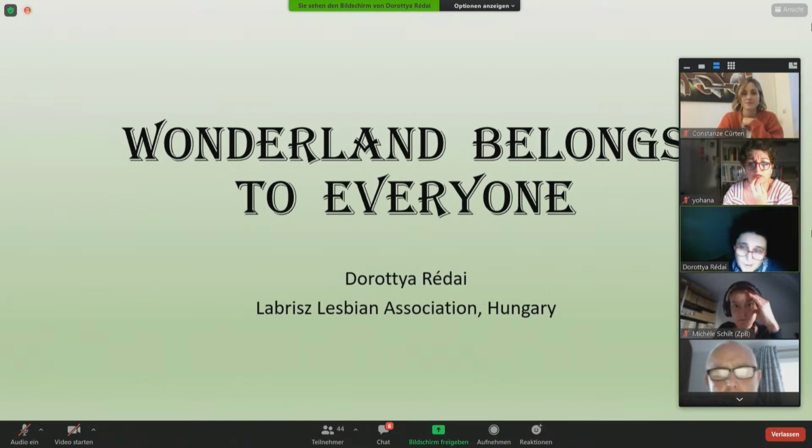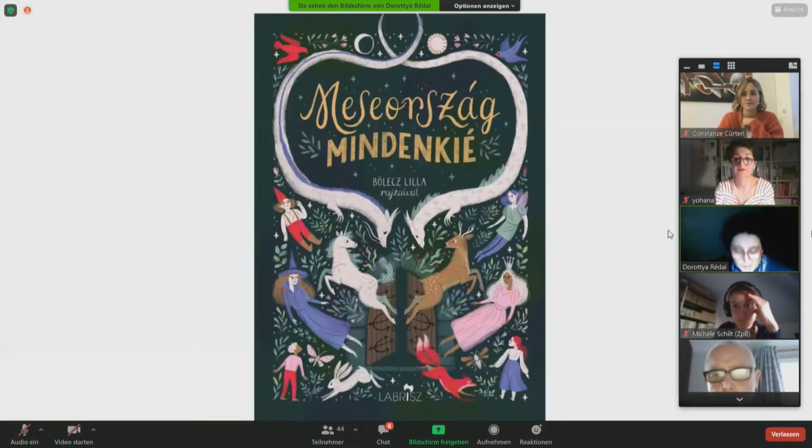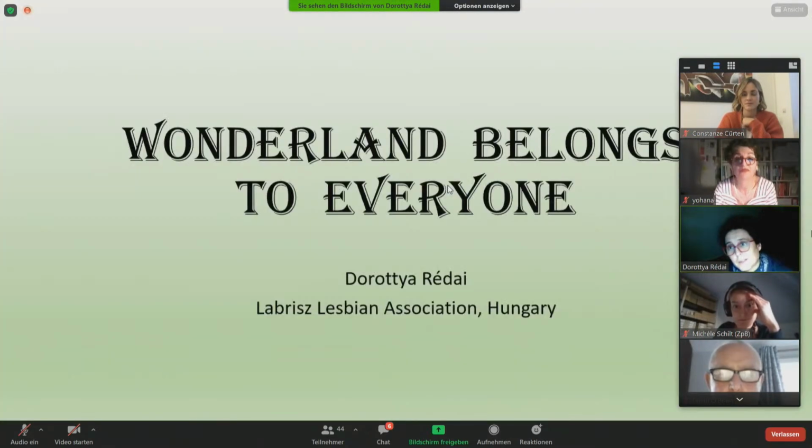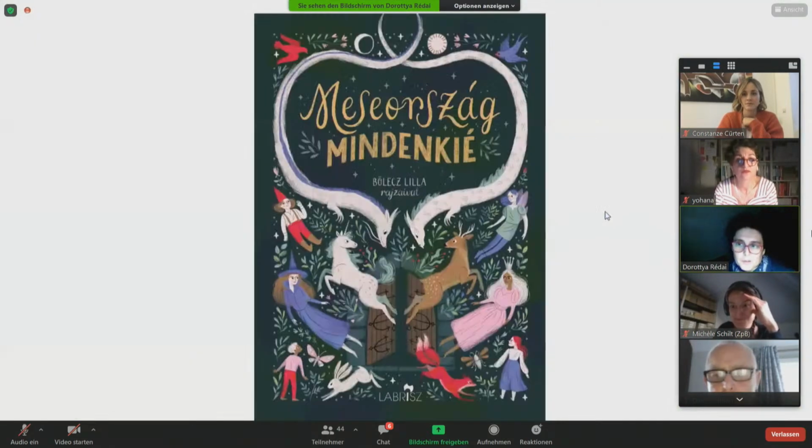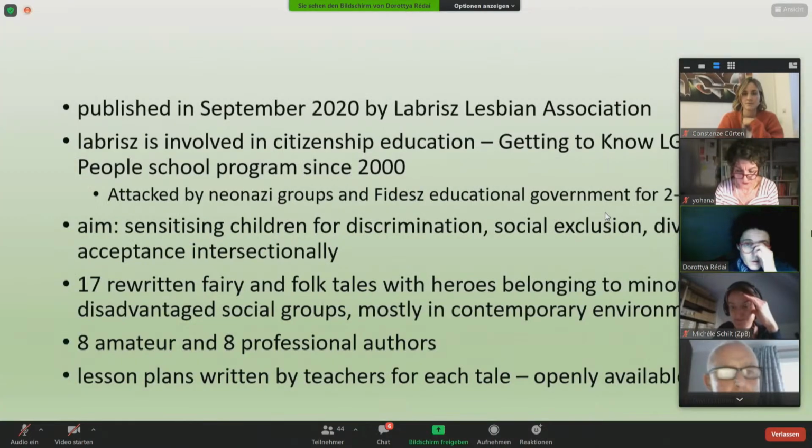So this is about a fairy tale book that we have just published, which is what it looks like. And the title is Wonderland Belongs to Everyone, or something like that. It could be translated like that. This was published in September this year. And the idea was that we provide a collection of rewritten fairy tales with minority or disadvantaged characters.